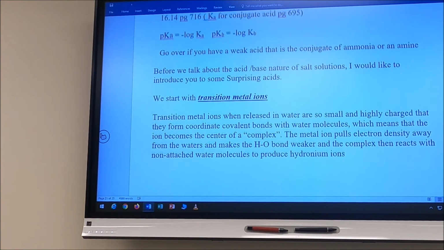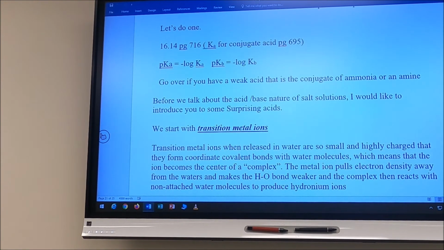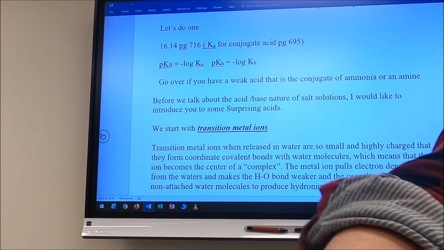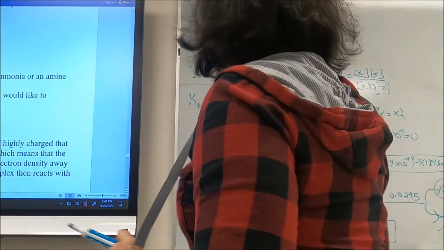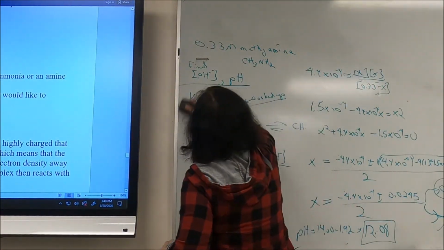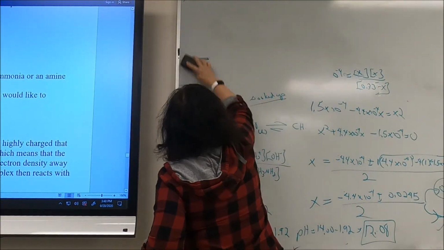Okay? So we're going to look at a problem. We're going to look at problem 16.14 on page 716. That's just a couple of pages over. Now, when we look at the problem, let me get the board clear here so we've got some room to work.